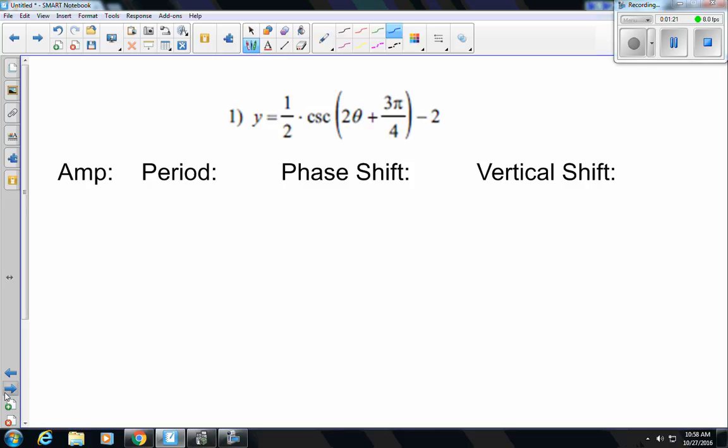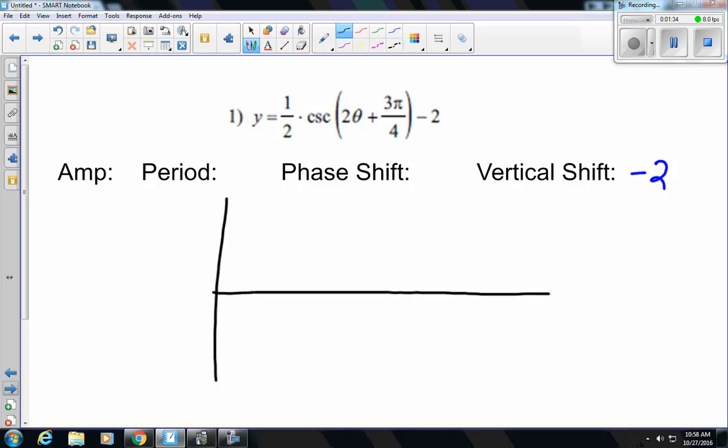Okay. The thing that I like to start with first is the vertical shift. So what's the vertical shift? Down 2. And then I'm going to go ahead and get my grid on here. I'm going to leave amplitude empty for right now. When we're finished with the graph, you'll understand why. I'm going to look at everything else. What is the midline now? It is y equals -2.